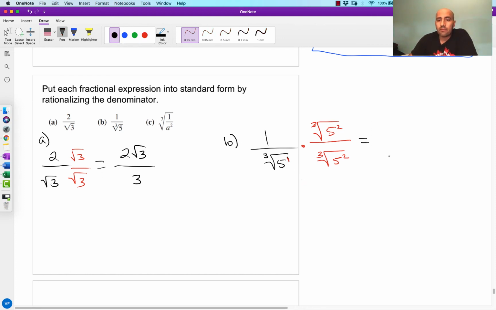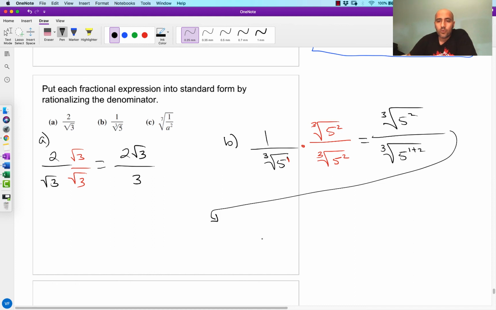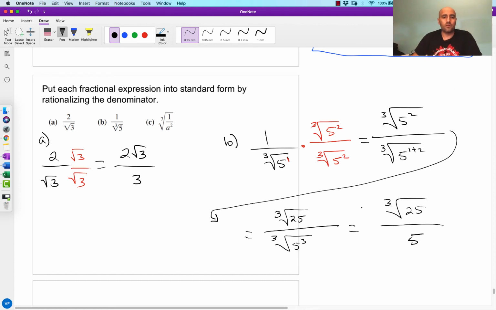Okay. So this will end up being the cube root of 5 to the 1 plus 2 all over the cube root of 5 squared, which means that it's going to be equal to the cube root of 25, 5 squared is 25, divided by the cube root of 5 to the 3rd power, adding those two, which then reduces to 5. So my final answer will be the cube root of 25 divided by 5. Good. All right.